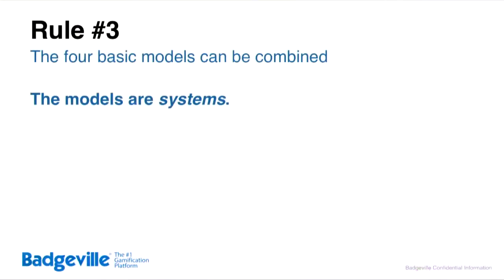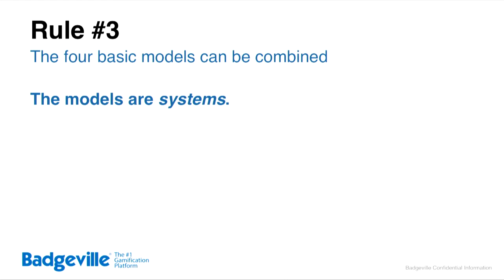So this takes us to rule number 3, which is that the 4 models can be combined. You've probably already noticed there's a little bit of overlap. I talked about extrinsic rewards and competitions. The truth is, as I mentioned at the beginning, I'm a systems designer. These are systems. Systems can be combined.